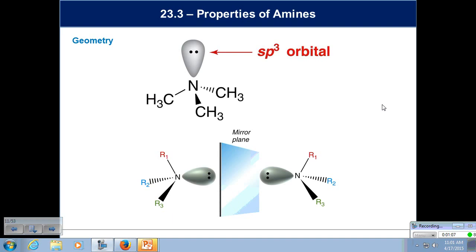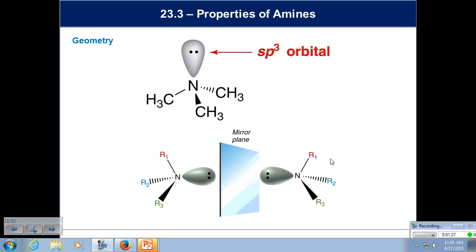But there are some interesting properties with nitrogen that you don't get with carbon, for example. And you can see here the shape of this thing is approximately tetrahedral, which you would expect because you've got four things, which includes the lone pair. Don't forget the lone pair is a valence. So this thing is approximately tetrahedral. We'll say it's sp3.